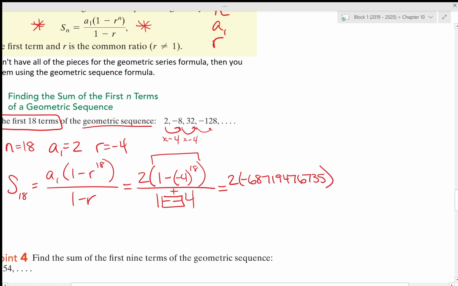I know, it's going to get bigger because the pattern is times 4, so the numbers are getting bigger and bigger. Let me make sure I wrote it right. 68,719,476,735. And then all divided by 1 plus 4, which is 5.